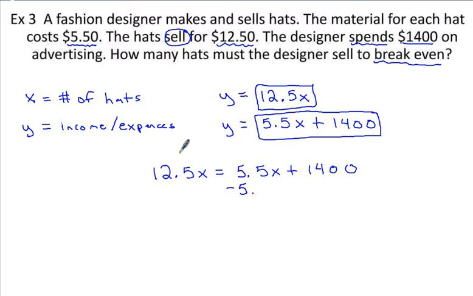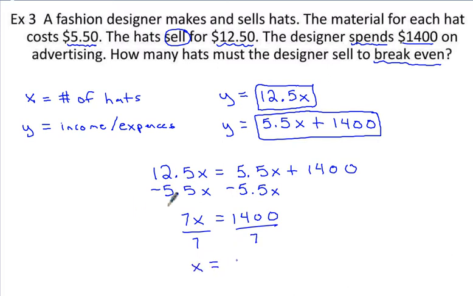When we solve that and subtract 5.5x from both sides, what's 12.5 minus 5.5? 7x equals 1400. Divide by 7, divide by 7, and x equals, what is it? 200. Listen to me. This is the only time that this happens.